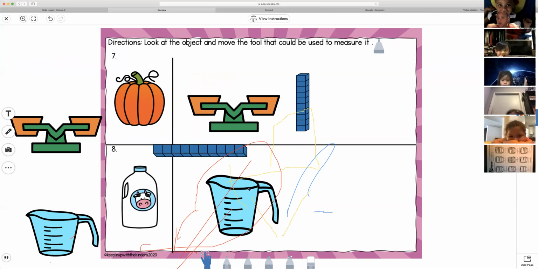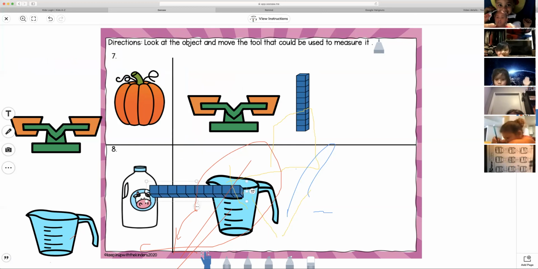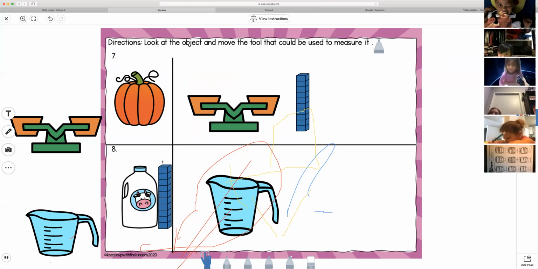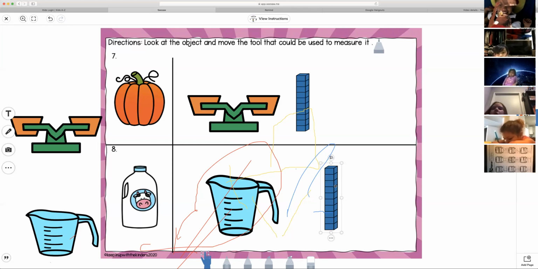Now, let's grab this one. See how I'm carrying it over? I'm going to click that arrow. I'm going to put it next to the milk, and let's see. Let's make it tall. Aha! Perfect size. So I use these tools to help me find out how long for length, and capacity, and how much can fit into the pie.